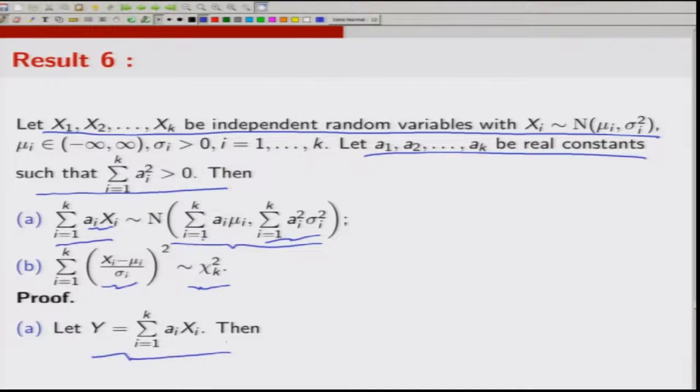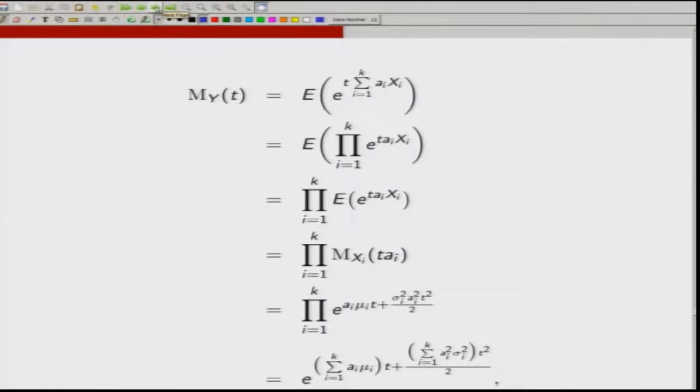Let us say Y is equal to summation ai Xi. Then M_Y(t) is the expected value of e to the power t summation i equals 1 to k ai Xi, which is the same as the expected value of the product i equals 1 to k of e to the power t ai Xi. Since the Xi's are independent, the expected value of the product would be the same as the product of the expected values of e to the power t ai Xi, which is the product i equals 1 to k.